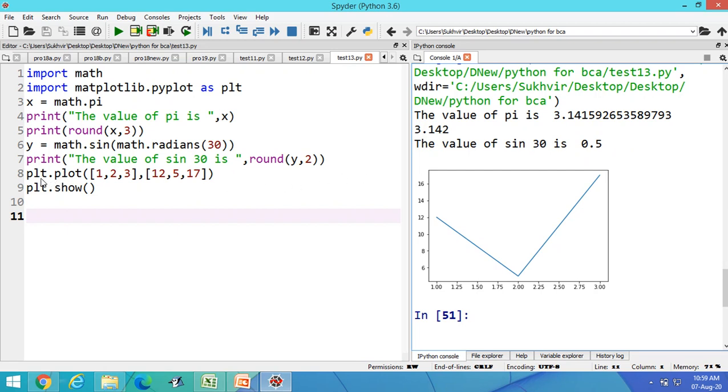Now, suppose I am writing plt.plot([1, 2, 3], [12, 5, 17]). What is the meaning of this? It means the first pair of values is 1 and 12. Look at this point, 1 and 12, this one. What about the second value? 2, 5. It means the value of x is 2 and the value of y is 5. And the third one is 3 and 17. Look at this, 3 and 17. Then plt.show to represent the graph on the console window.